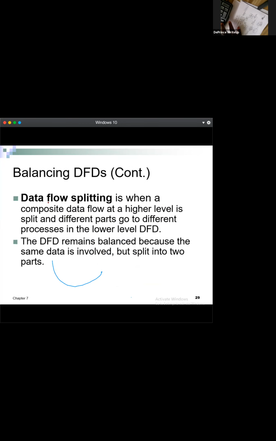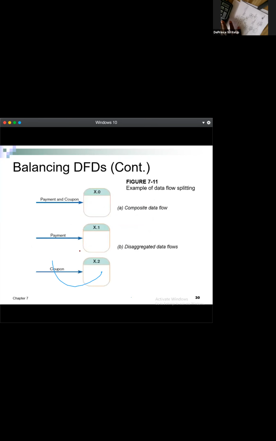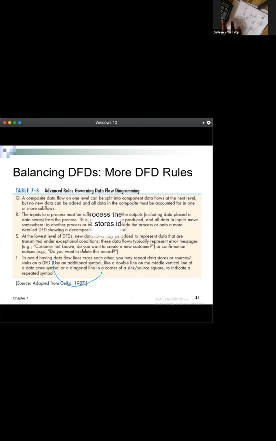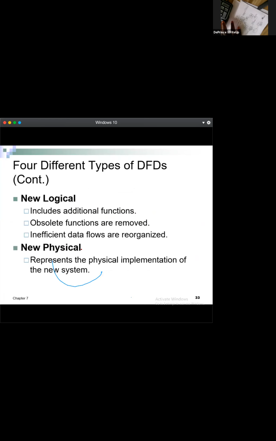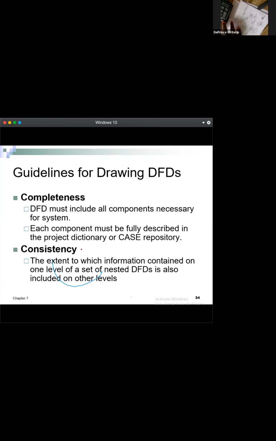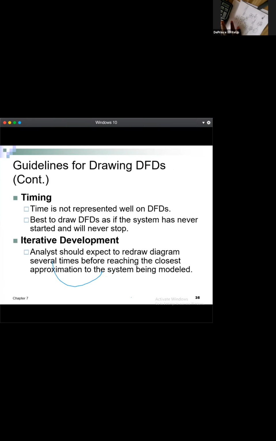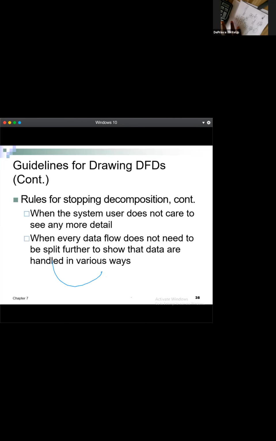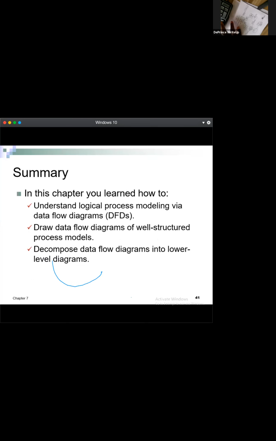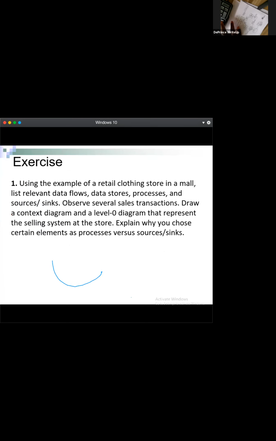So splitting, data splitting. I've already explained this. So these are all rules and rules and rules. So we will go through all of these in the next class, because I think we have explained enough today.